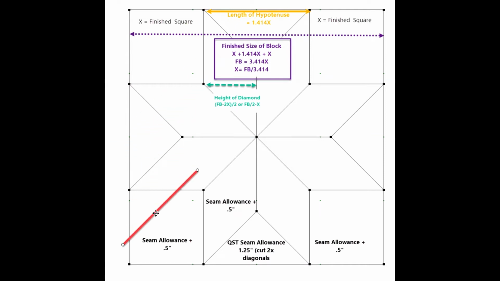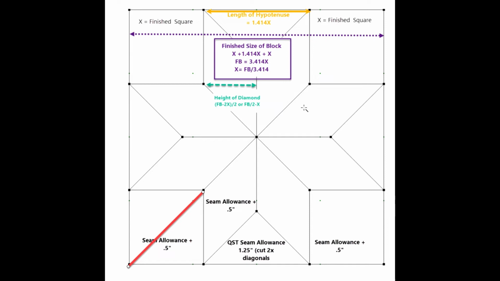So now we can take this and express the size of the finished block as x, this block, plus x again, this block, plus 1.414x. So these are the lengths. So the finished block is equal to 3.414x, and we have to employ some algebra here. So if we're solving for x, x is going to be the finished block divided by 3.414.